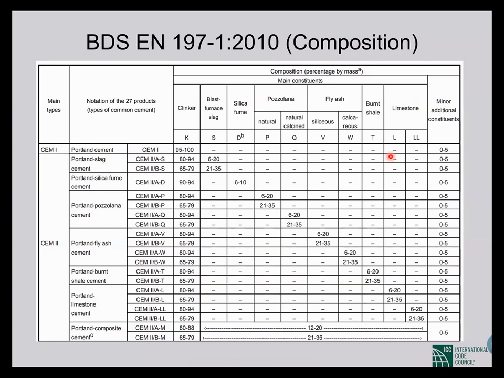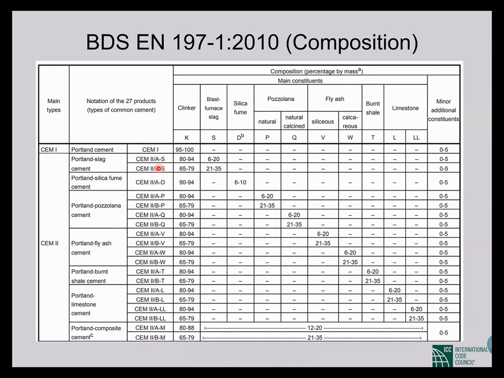You'll find that on the bag, it is written CEM 2 BMVSL or CEM 2 AMVSL. Usually these terms are written. Now, what do we understand by CEM 2 A or B M VSL? All Portland composite cements are CEM 2.